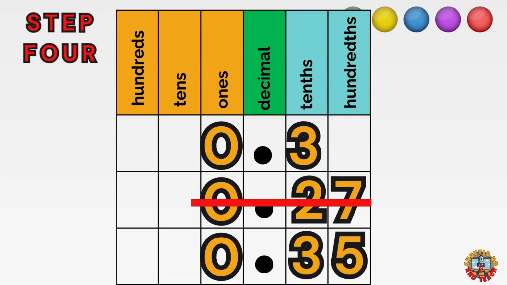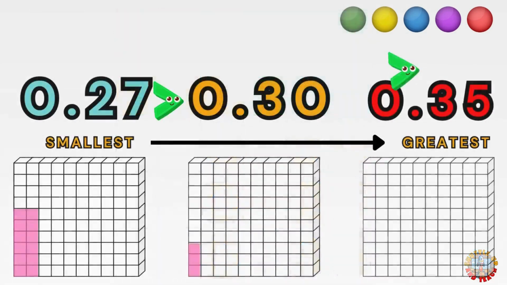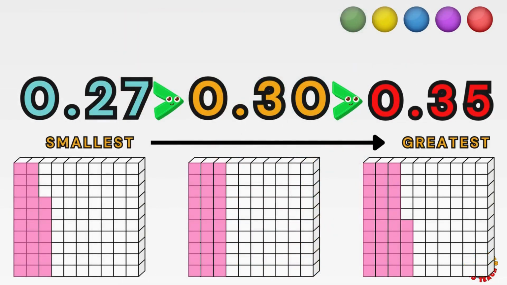Step 4. In 0 and 3/10, the hundredths digit is 0, and in 0 and 35 hundredths, the hundredths digit is 5. 5 is greater than 0, so 0 and 35 hundredths is greater than 0 and 3/10.